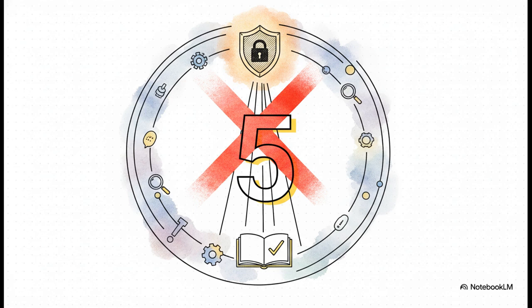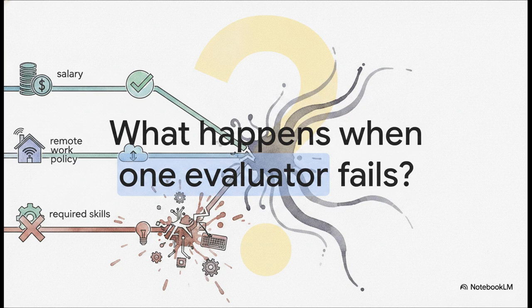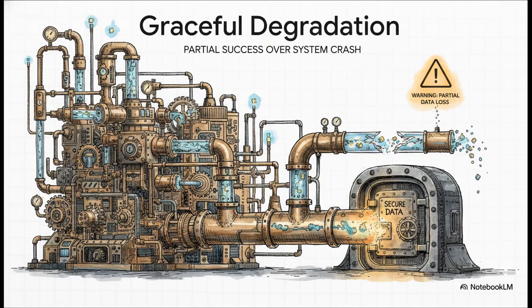But what happens when the AI is running a bunch of evaluation pipelines all at the exact same time, say trying to figure out the salary, the remote work policy, and the required skills, and just one of those evaluators completely fails to return a good result? In older versions, a partial failure like that might take down the whole ship and crash the entire analysis. But version 0.3.1 introduces a really smart philosophy of graceful degradation.